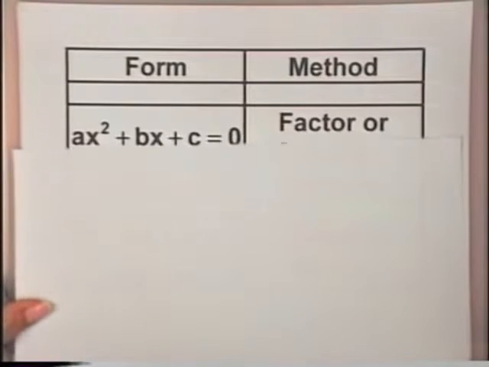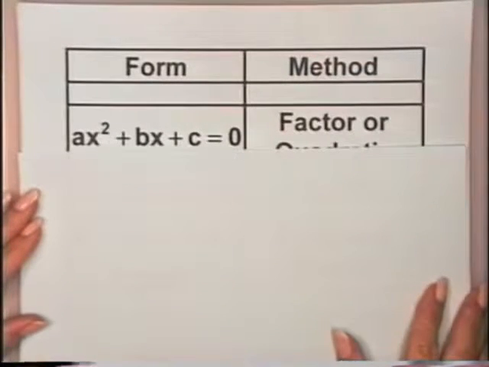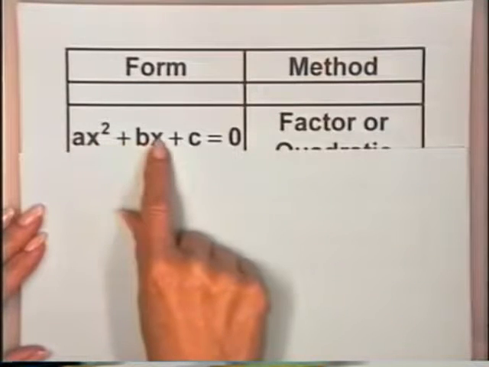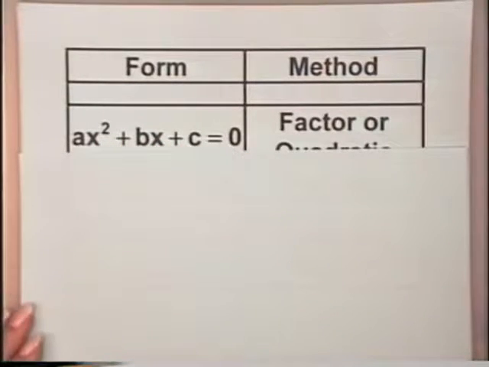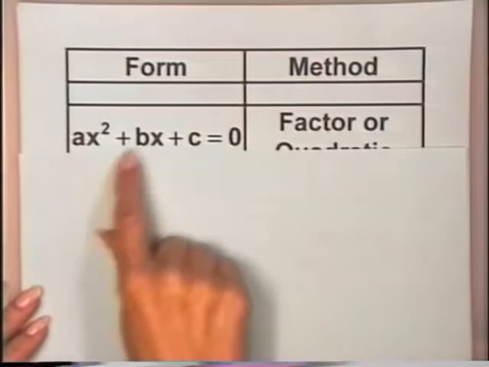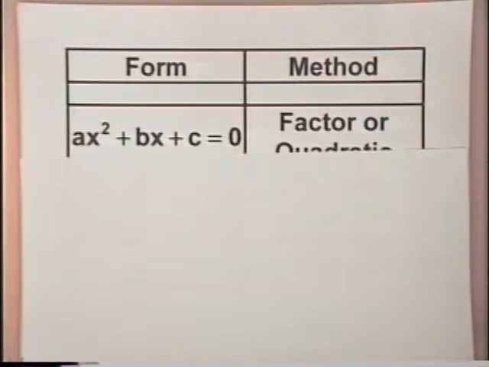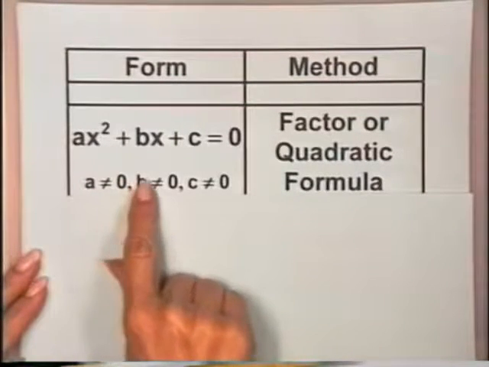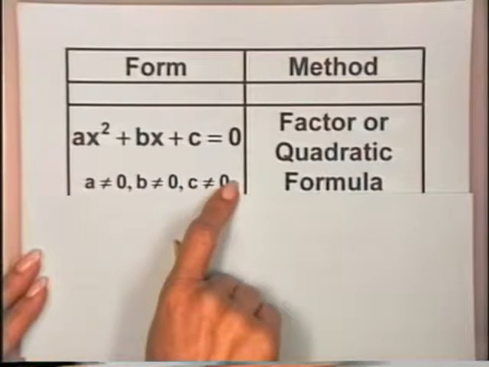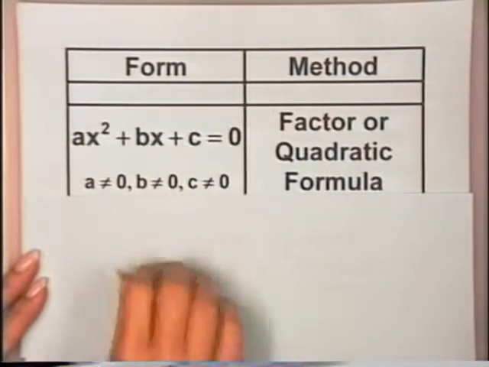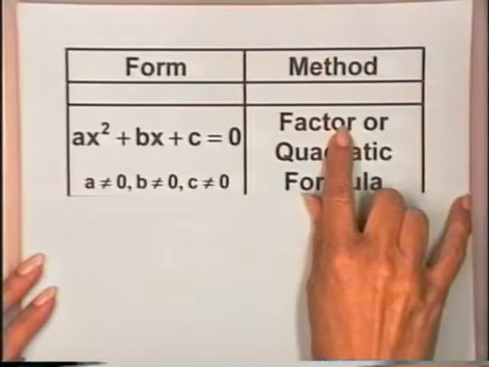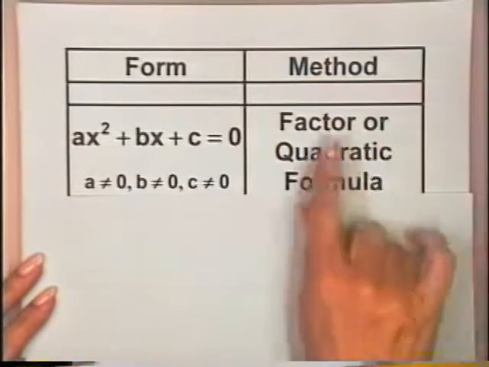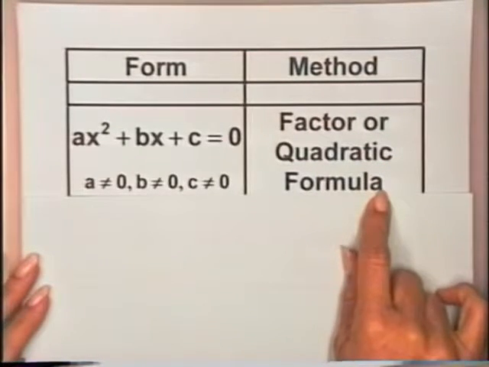Now looking at two more forms, this is probably the most common form that we see, ax squared plus bx plus c equals 0, where I have all three terms: my quadratic, my linear, and my constant term. When I have all three terms, and of course saying a does not equal 0, b does not equal 0, and c does not equal 0 just means that when I have all three terms, I factor if the quadratic will factor, or I may choose to use the quadratic formula.